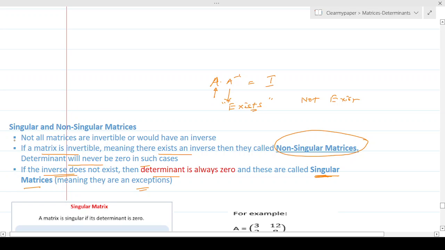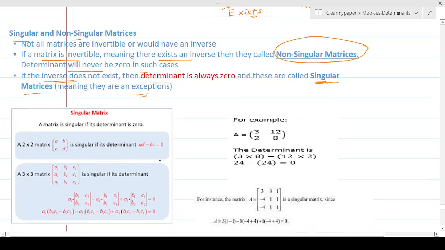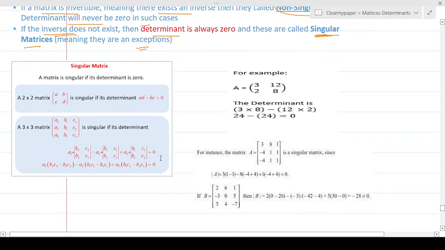So that's a small concept of singular versus non-singular matrices. If in the examination they ask you, can you prove whether this matrix is singular or not, all you have to do is find the determinant of the matrix, and if the determinant is 0, then the matrix is singular. It can be singled out, whether it's a 2 by 2 or a 3 by 3. Simple determinant using any row, any column.